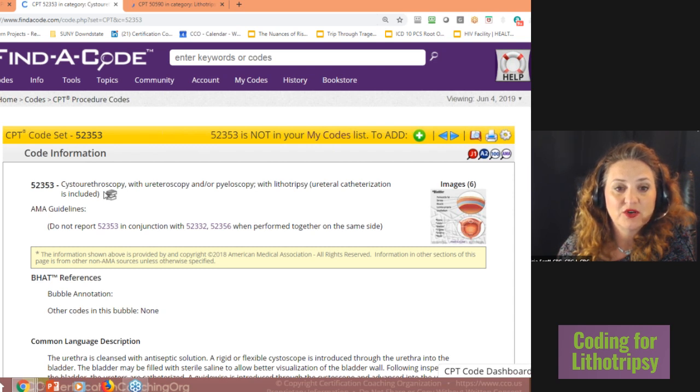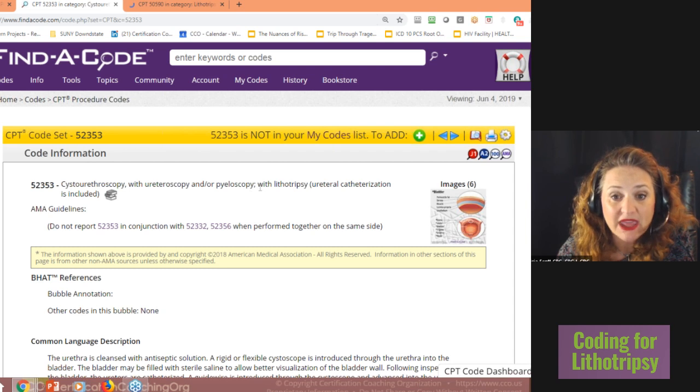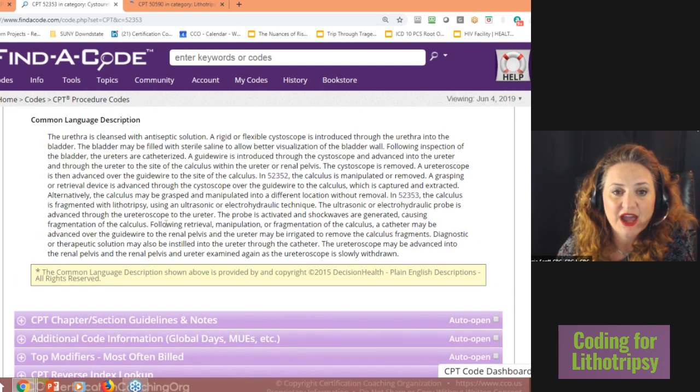Cystoureteroscopy. So now we're doing the ureters and the bladder. Cysto is the bladder, and/or pyeloscopy with lithotripsy, and the catheterization is included. All right, very, very specific. If you don't know how that's done, it gives you that in Find a Code.